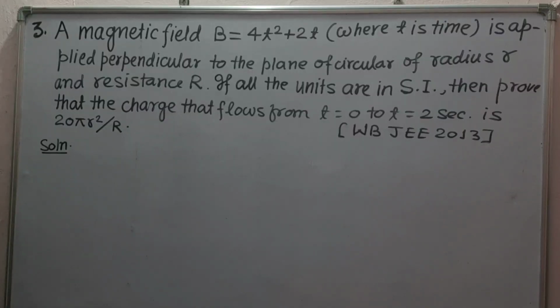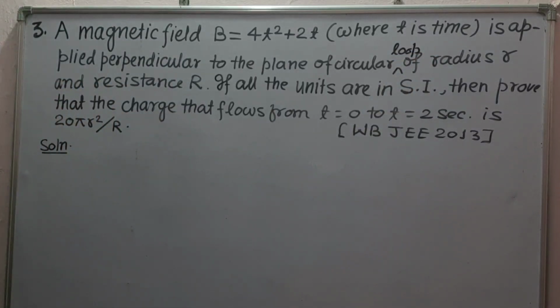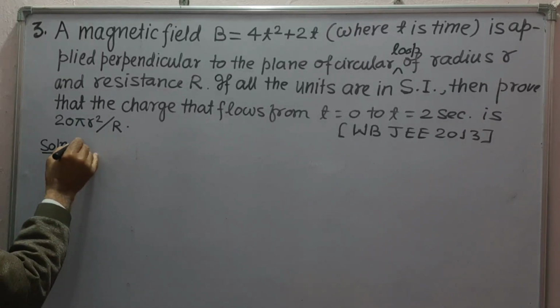Next question number 3. The question is, a magnetic field B is equal to 4t square plus 2t, where t is time, is applied perpendicular to the plane of circular loop of radius r and resistance capital R. If all the units are in SI, then prove that the charge that flows from t is equal to 0 second to t is equal to 2 second is 20 pi r square upon capital R. Solution to question 3.